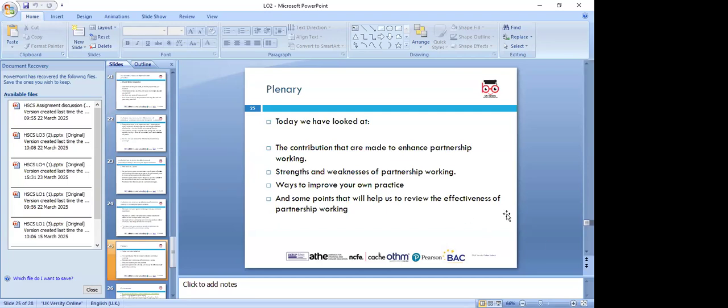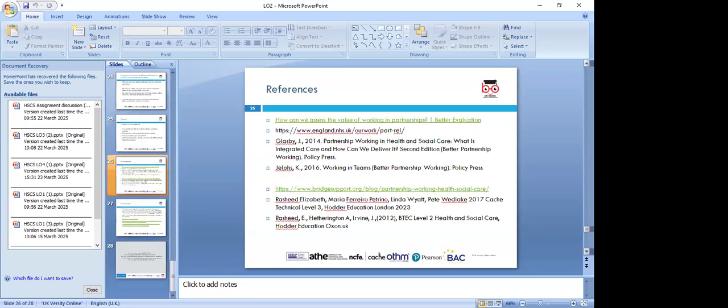Okay, so today we've had a lecture in the contribution that have been made to enhance partnership working, strengths and weaknesses of partnership working, ways to improve your own practice, and some points that will help us review the effectiveness of partnership working. Are we together?